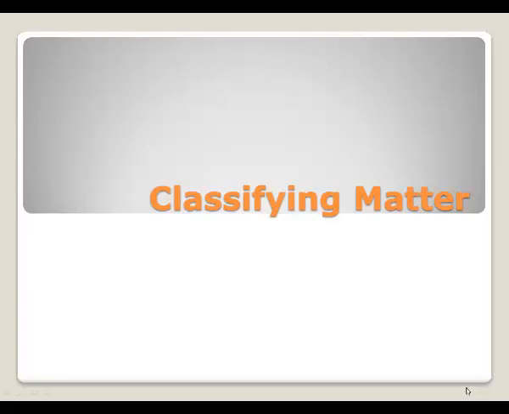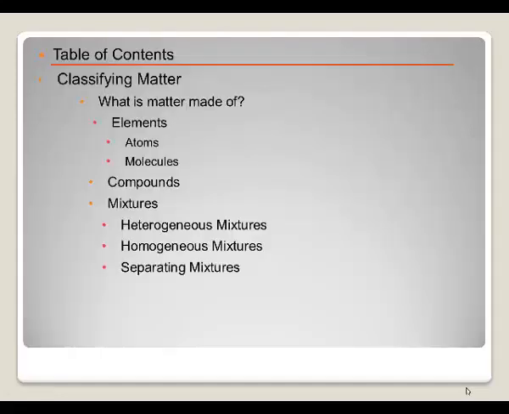Classifying matter. Our table of contents. In this lesson we're going to talk about what matter is made up of: elements. Specifically we will talk about atoms and molecules and the difference between the two.